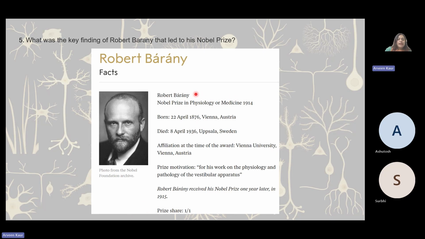He was awarded the Nobel Prize in Physiology or Medicine in 1914. He was born in Austria and he died in Sweden, right? Sweden is actually also the country where the Nobel Prizes are given. So his affiliation at the time of the award was still Vienna University in Austria. The motivation for his prize was his work on the physiology and pathology of the vestibular apparatus, right? So he received his Nobel Prize.